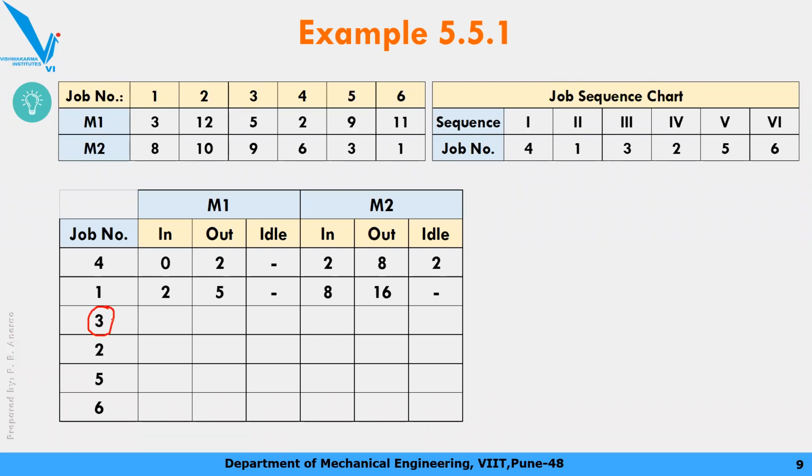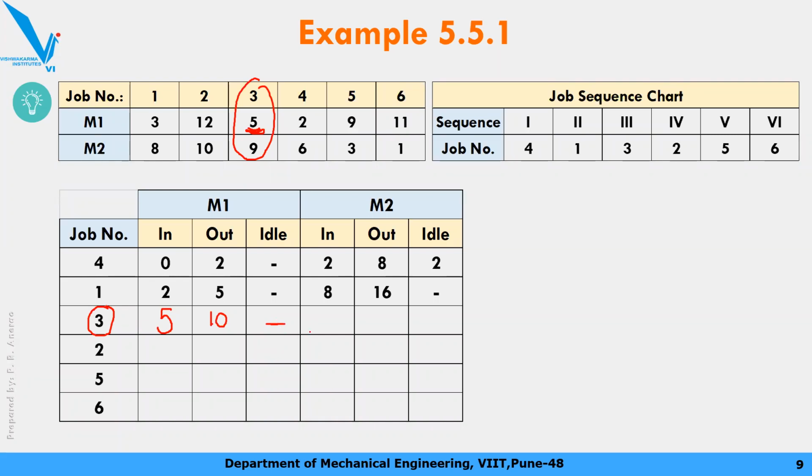Job number 3 will be loaded on machine number 1 at 5 o'clock, because machine 1 is free at 5 o'clock. So we will assign that; it will be in time. 5 o'clock will be in time for job number 4. Now on machine number 1, it is going to take 5 hours to be completed. So 5 plus 5, 10. So after 10 hours, the job number 3 will be free. Then idle time, machine 1 is not idle in this case.